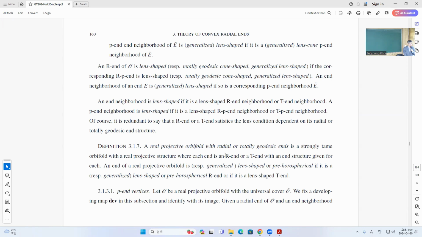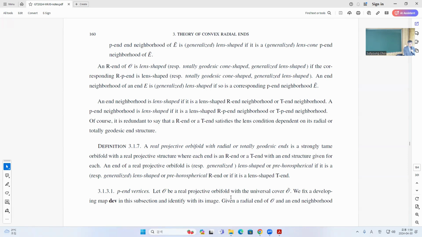Okay, so a real projective orbifold with radial or totally geodesic ends is a strongly tame orbifold with a real projective structure. Each end is an R-end or a T-end with a structure given for each, and an end is lens-shaped or pre-horospherical if it is a lens-shaped or pre-horospherical R-end or a lens-shaped T-end.